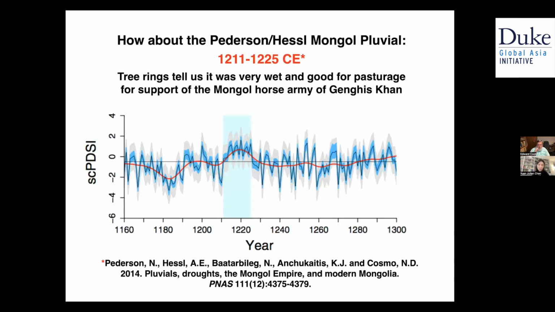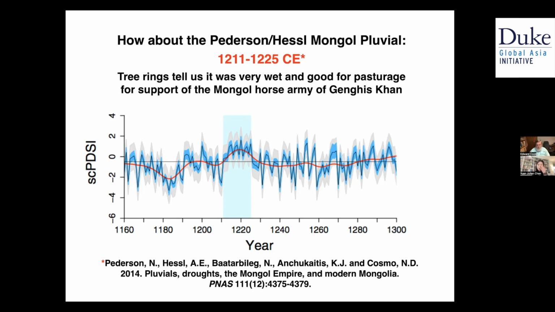Interesting. So there's more we can say about the Southeast Asian Angkor. Neil Pederson and Amy Hessl published a paper in the Proceedings of the National Academy of Sciences on the discovery of this Mongol pluvial affecting present-day Mongolia. They identified a period in long tree-ring records from central Mongolia, an extremely wet period from 1211 to 1225. What significance did it have? In a sense, it might be changing the history of Europe and Asia.